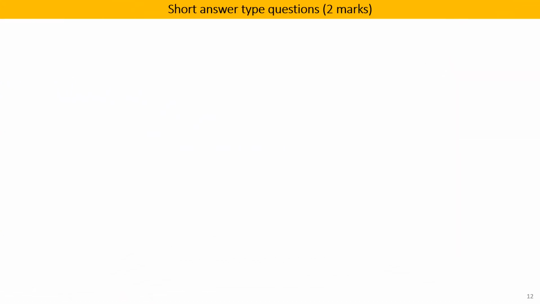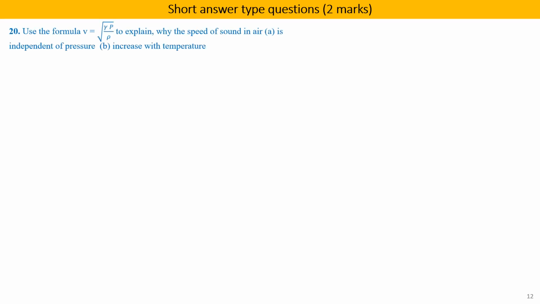Next, we will quickly answer 2 marks questions. Use the formula v is equal to square root of gamma p divided by rho to explain why the speed of sound in air: A, is independent of the pressure, and B, increases with the temperature.